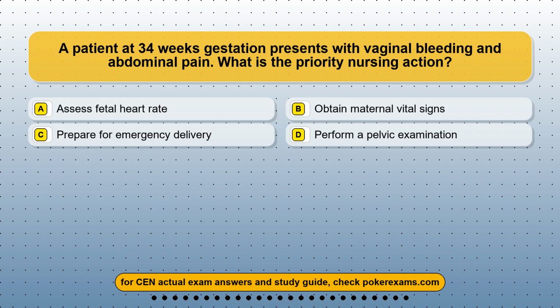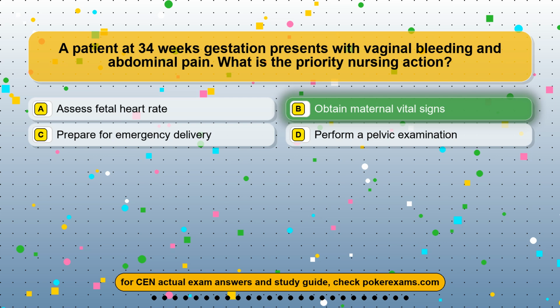Question 14. A patient at 34 weeks gestation presents with vaginal bleeding and abdominal pain. What is the priority nursing action? Option A, assess fetal heart rate. Option B, obtain maternal vital signs. Option C, prepare for emergency delivery. Option D, perform a pelvic examination.